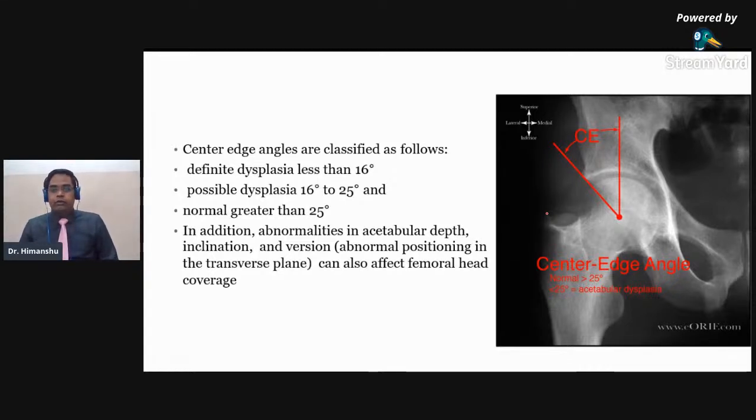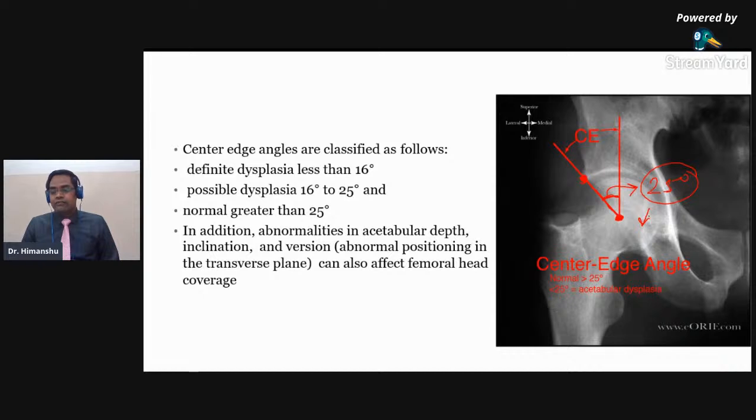So this is the picture I wanted to show you. This is an X-ray taken, and we have marked the center of the head of the femur, and we have marked the lateral margin of the acetabular ring. We have connected both with a line, and we have taken this angle from the vertical. So this has to be 25 degrees. 25 degrees is normal.